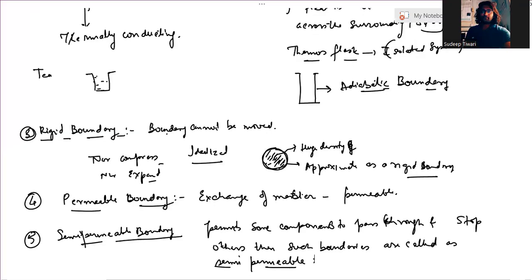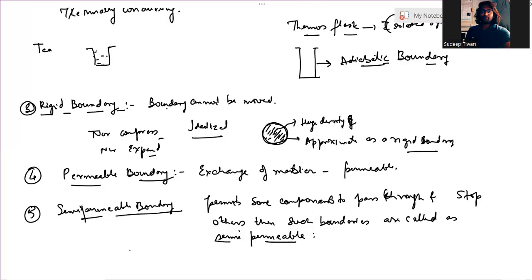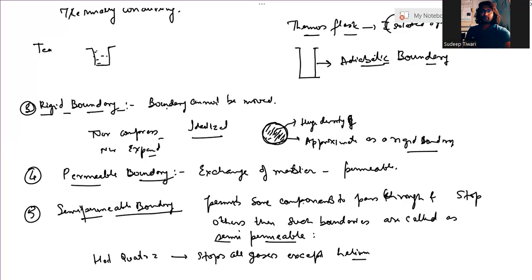So, for example, if I design a boundary of hot quartz, then it stops all other gases except helium. Okay, so such boundaries are called semi-permeable boundaries because they allow some components to pass and some components to not pass. Okay, is that fine to you?